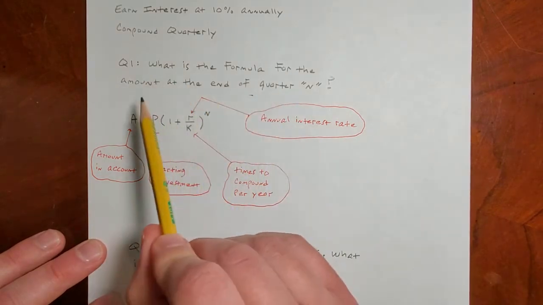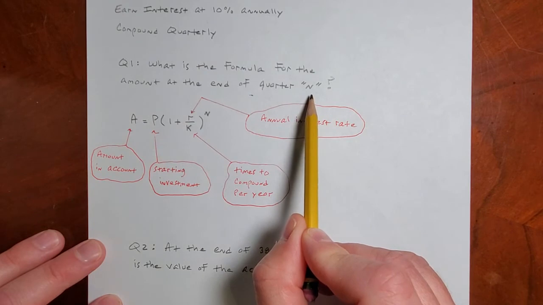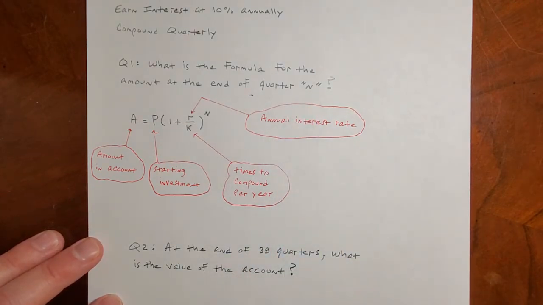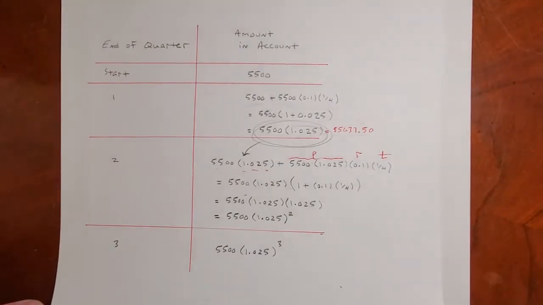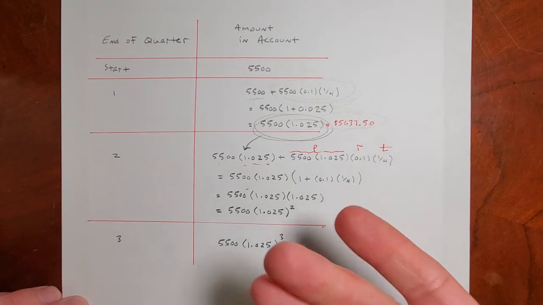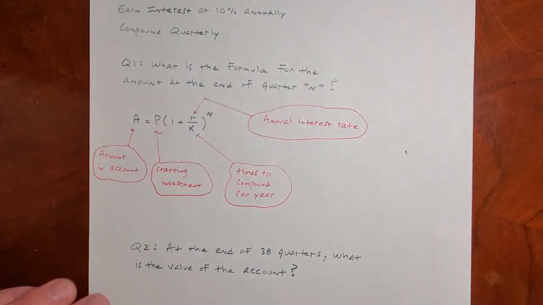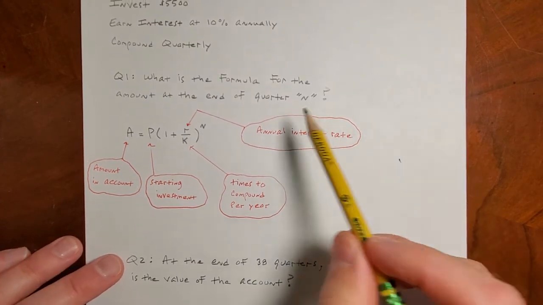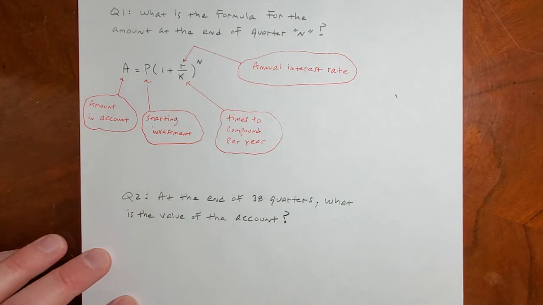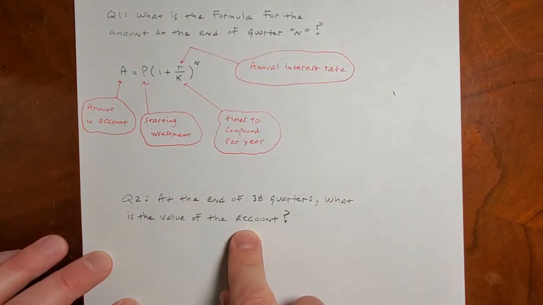So 2 questions to answer. What is the formula for the amount of money at the end of quarter N? Okay, is there a formula that would just calculate that? Because as you can tell, if I actually had to do this 1/4 at a time without some formula, it's a lot of work. All right, but I found a pattern to it, so it's okay. Okay, so first, let's give that formula. And second, well, once you have that formula, at the end of 38 quarters, what's the value in the account?